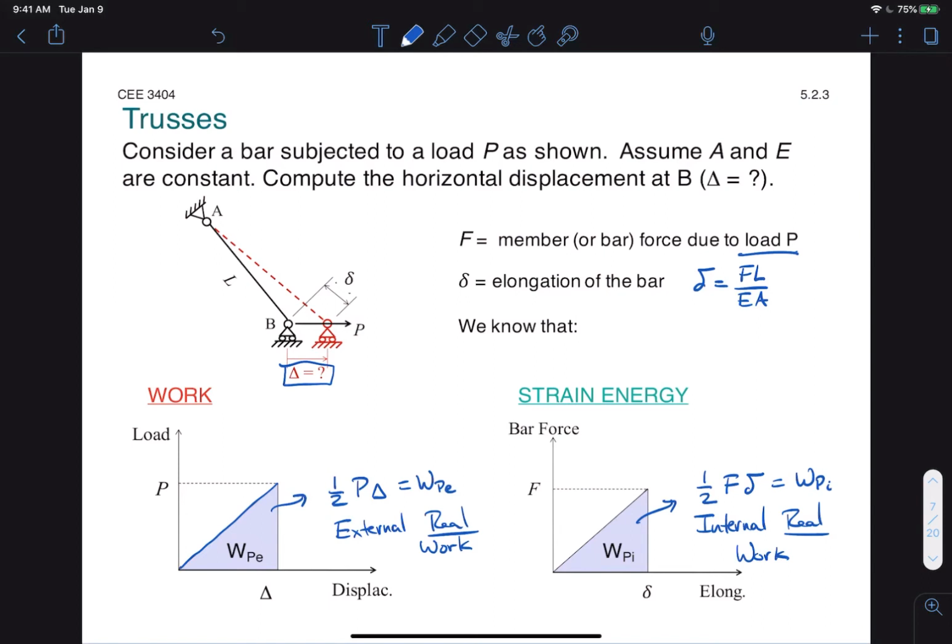And we know, of course, from conservation of energy, purely from the same principle that we applied in the previous example, that WPE and WPI must be equal.